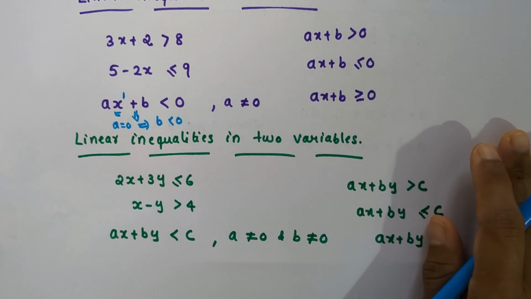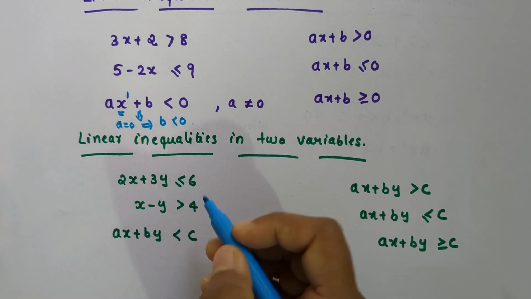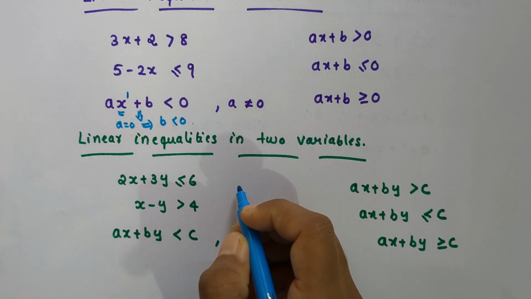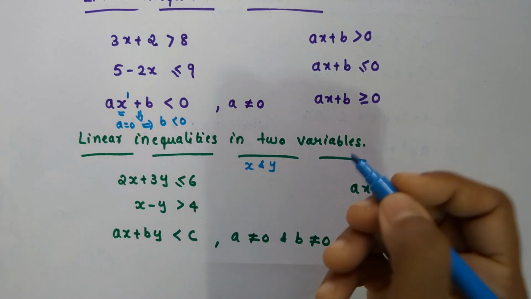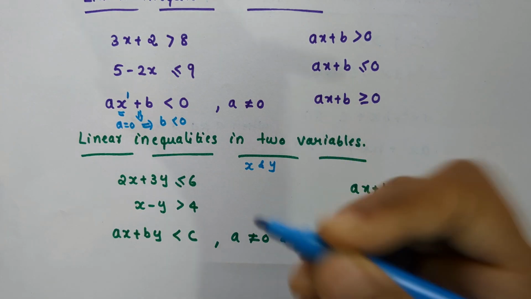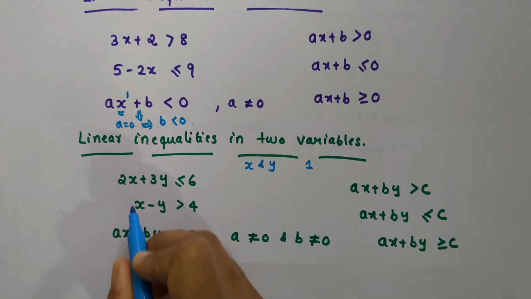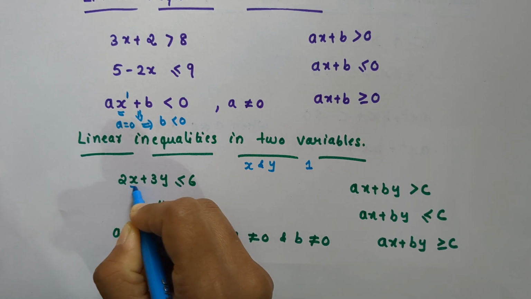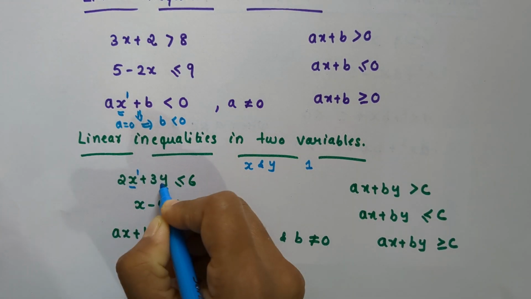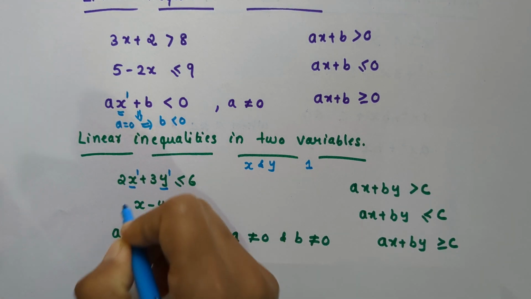Another type of inequality is linear inequalities in two variables. Linear inequalities in two variables contain two variables, usually x and y. It can be y and z as well, no problem. It contains two variables with the highest power of each variable equal to 1. For example, 2x plus 3y less than or equal to 6 is an example of a linear inequality in two variables because it contains two variables x and y. The power of x is 1, the power of y is 1, so the highest power is 1.